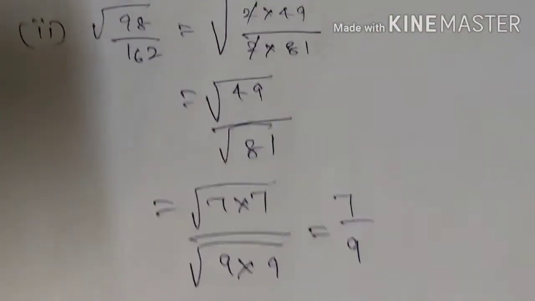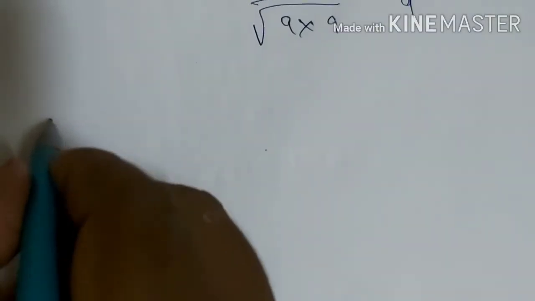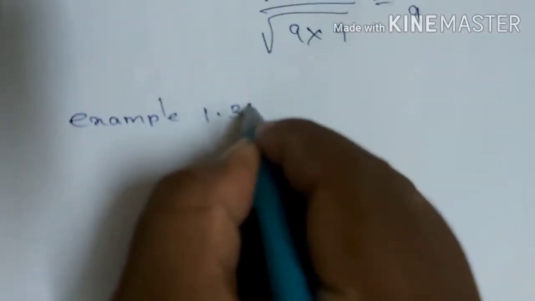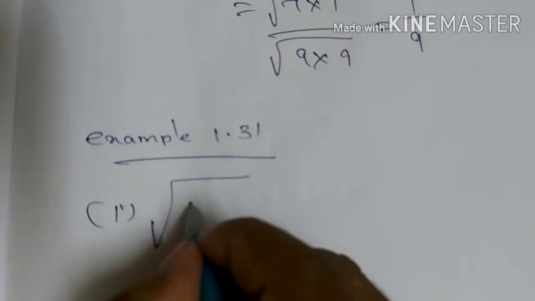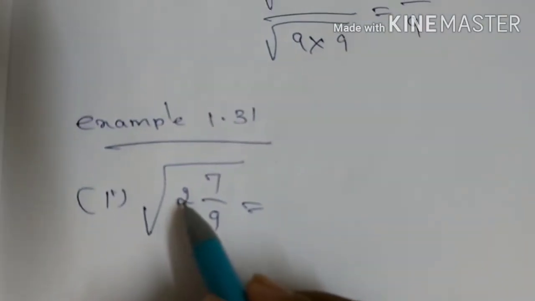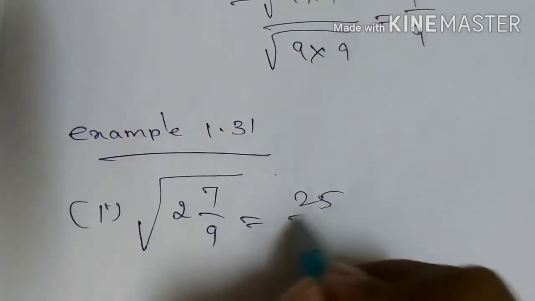And finally, last example sum, example 1.31: simplify the square root of the mixed fraction 2 7/9. The second option is the square root of 1 9/16. We teach the first square root in the same manner: 9 twos are 18, plus 7, 27.